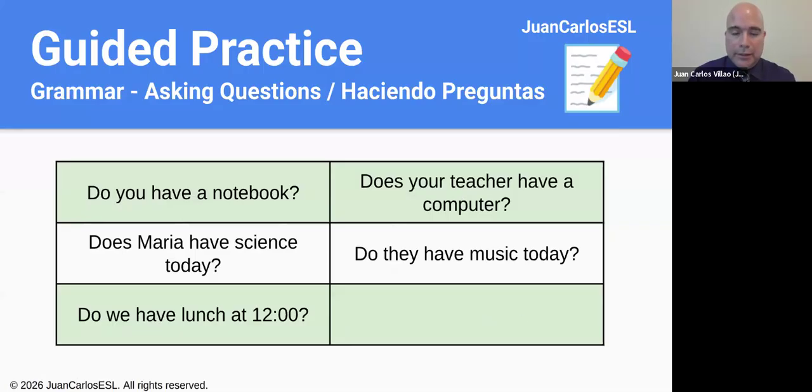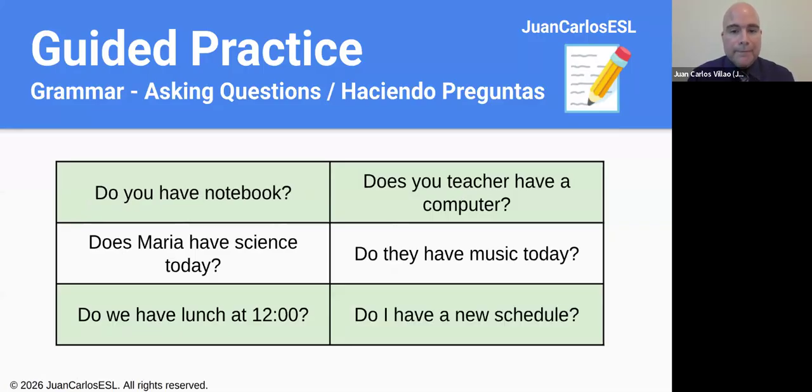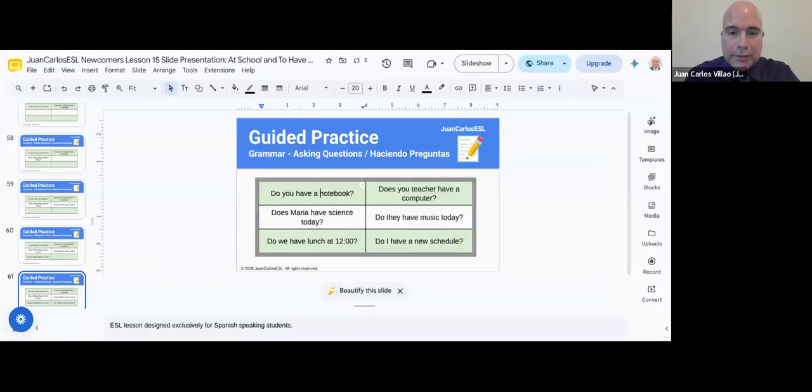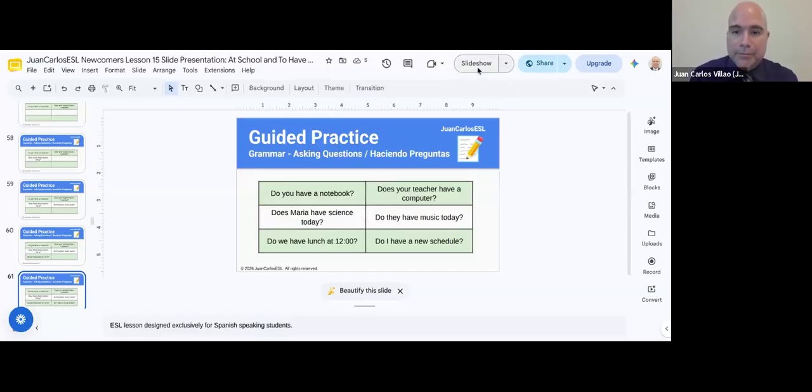So let's take a look at the last example. I mean, once again, correct this. I apologize. Do you have a notebook? And then there should be, does your teacher have a computer?